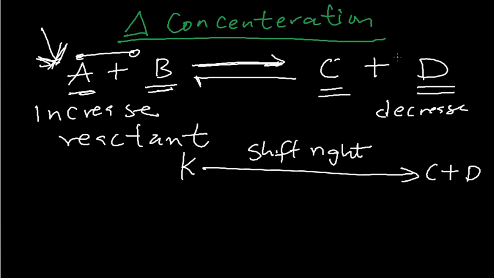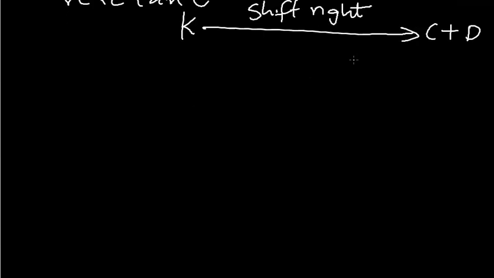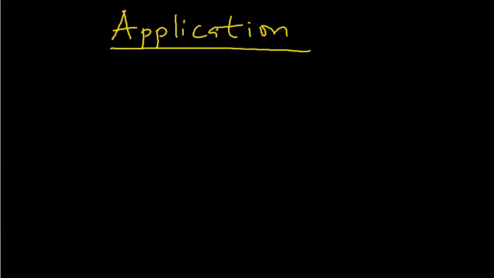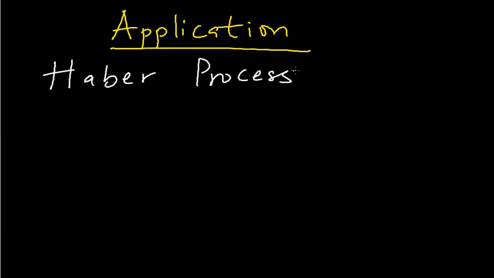So now let's see the industrial application of Le Chatelier's principle. There are two industrial processes that actually apply Le Chatelier's principle. One is the Haber process. The Haber process is an industrial process that is used in the manufacture of ammonia.